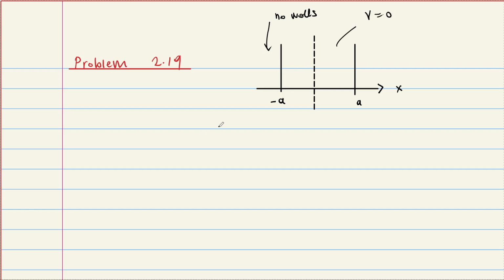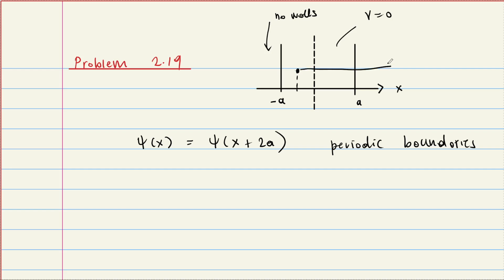We know the solution of the Schrödinger equation, but I have to impose boundary conditions. The boundary condition I want to impose is psi of x equals psi of x plus 2a. This is what I call periodic boundaries. There are different ways to look at the problem. If you take any point here and translate like this, you should have the periodicity.